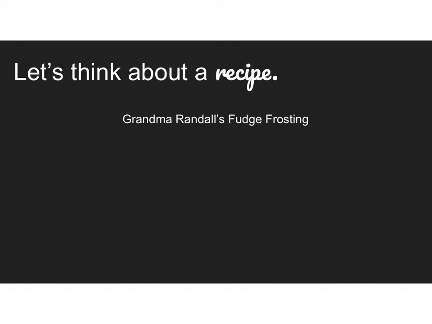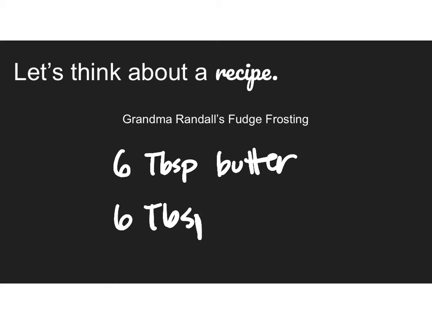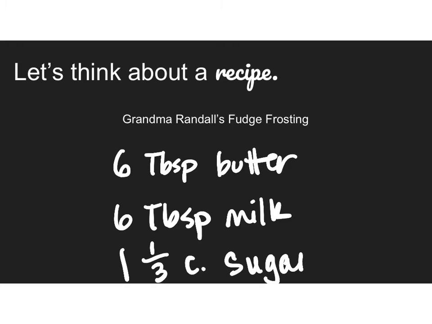So in order to think about the distributive property, let's think about a recipe. My Grandma Randall makes this amazing fudge frosting, and I memorized what's in it because I make it all the time too. Whenever I make brownies, I put this frosting on top. There's 6 tablespoons of butter, 6 tablespoons of milk, and 1 1/3 cups of sugar.